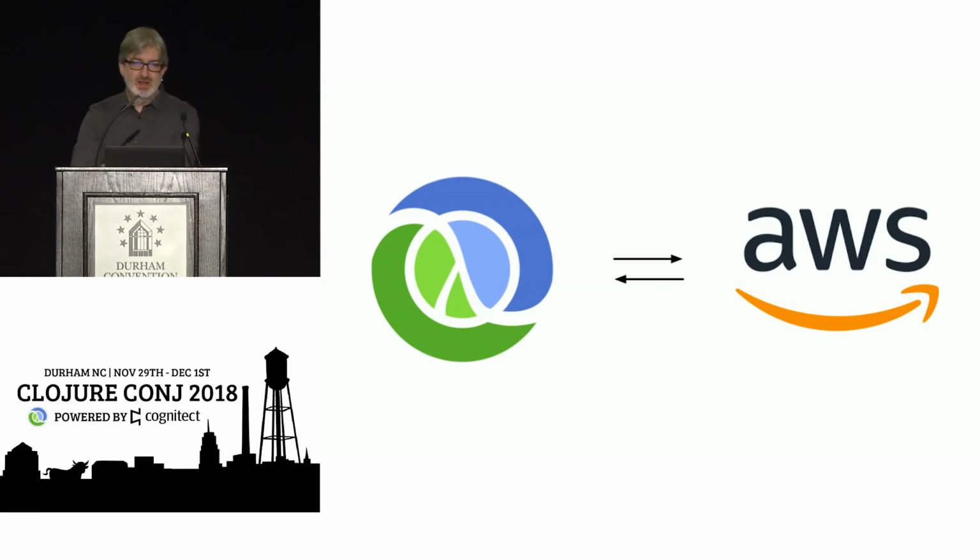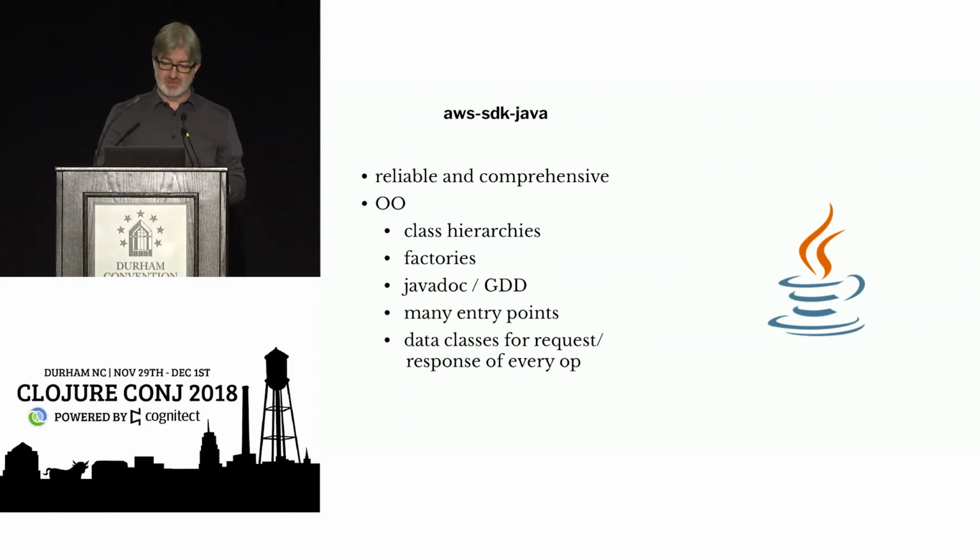So some of you maybe work on programs that have to interact with AWS. Raise your hand if you've had to do this. Clojure programs specifically, right? So most of you, right? And so what are our options if we're doing that? We've got the AWS SDK in Java, right? And this is a great thing to have. All the Java community uses it. It's been around for a long time. It's completely reliable. It's comprehensive.